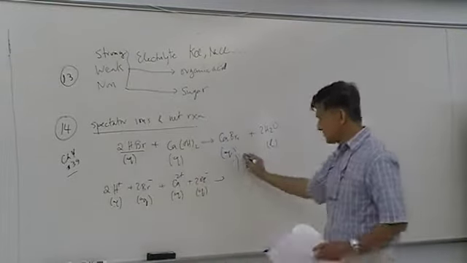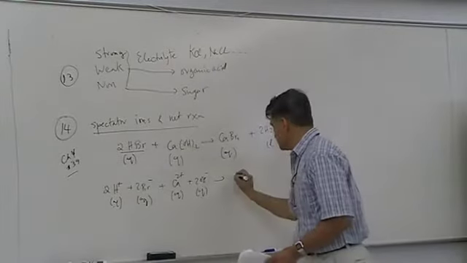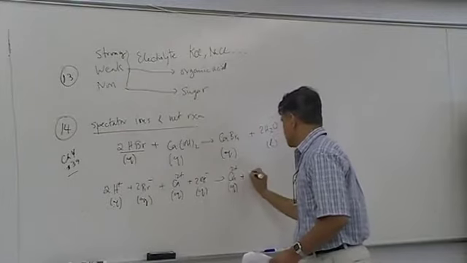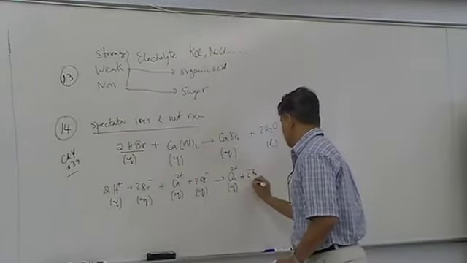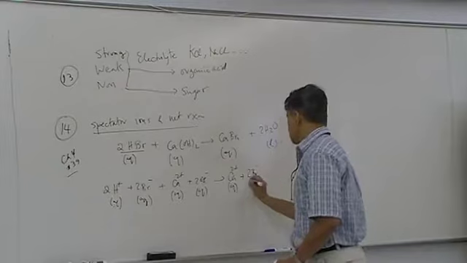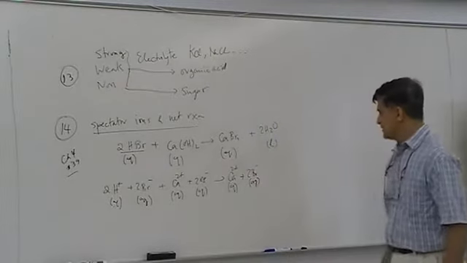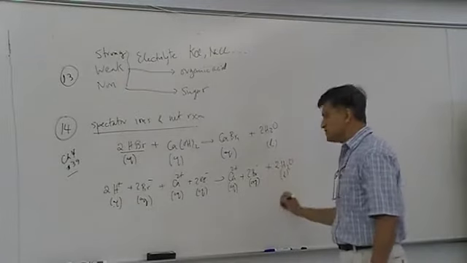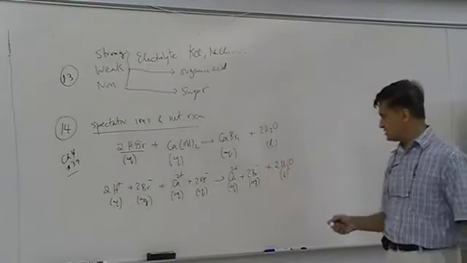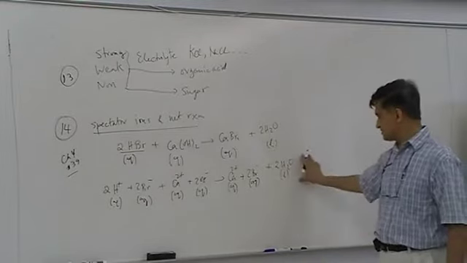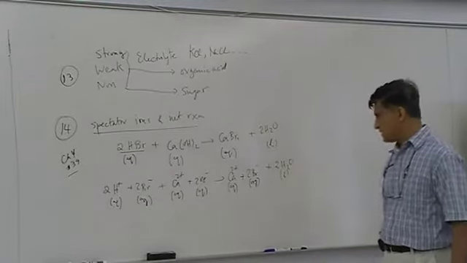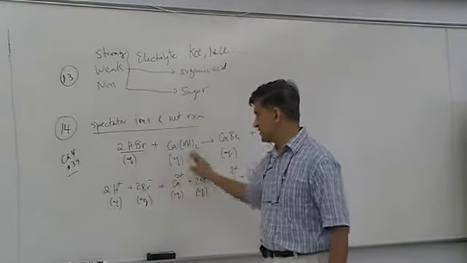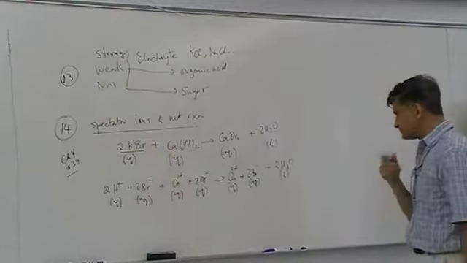On the product side, this is aqueous, so we need to break down the CaBr2. Ca2+ aqueous, 2Br- aqueous. These are the broken fragments, plus 2H2O. So the key thing is, if you see something solid or liquid, then leave it as it is, or even a gas. The rest, whatever you see AQ, break it down if it's a positive, negative type of compound.